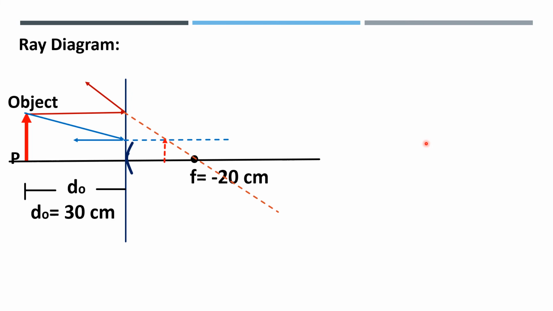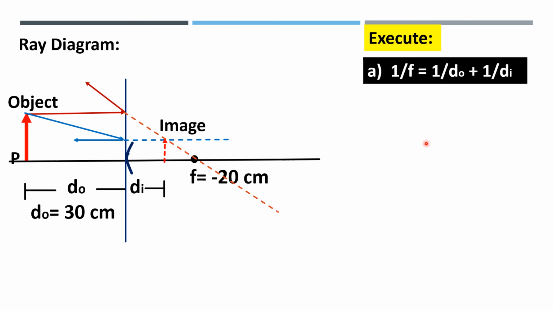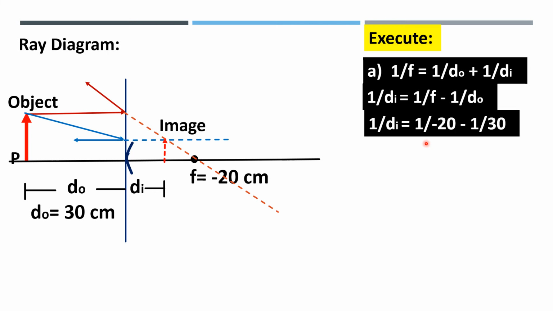So how do we proceed in determining the image distance of this image? This is what we do, again using the mirror equation: 1 over f is equal to 1 over do plus 1 over di. Isolating for di and substituting the given values, we have negative 20 centimeters for the focal length and 30 centimeters for the object distance.